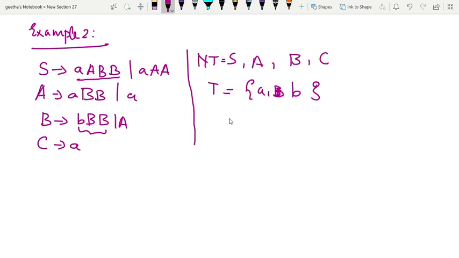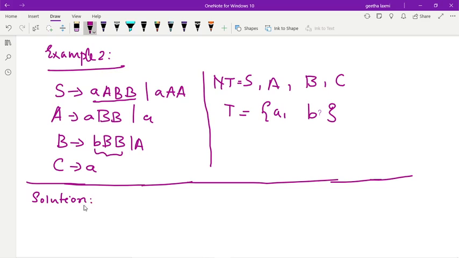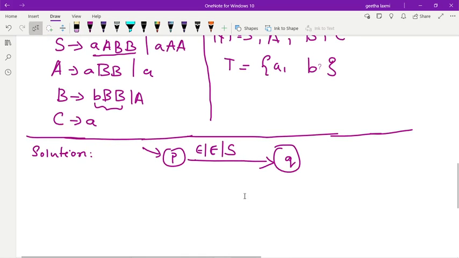Let us write a PDA. Let's see the solution now. First of all, as I said earlier, the start state of the PDA should be the same as the start symbol of the CFG, that is S. This one is the start symbol. Then the state throughout the PDA is q. So let's start with q now.